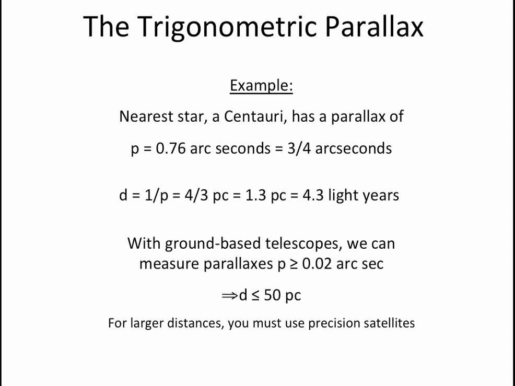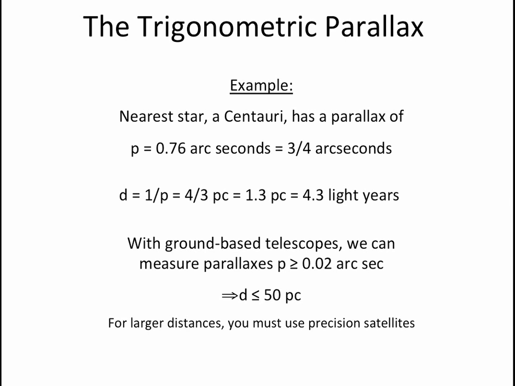Here's an example of how we would calculate the distance to a star once we've measured a parallax. The nearest star to us is Alpha Centauri. Alpha Centauri has a parallax of about 3/4 arc seconds. The distance is 1 divided by that parallax, and if you remember from algebra, 1 divided by a fraction is equal to the reciprocal of the fraction, or you flip the fraction. So 1 divided by 3/4 is equal to 3/4 flipped, or 4/3.